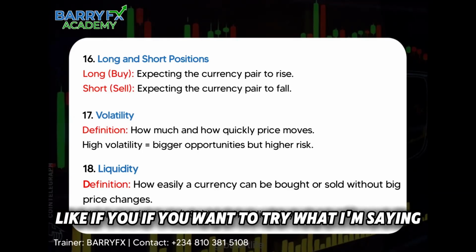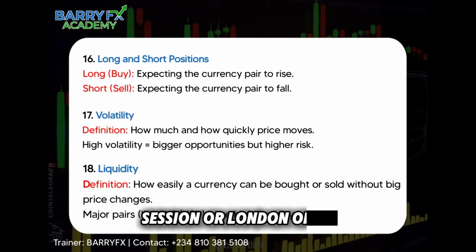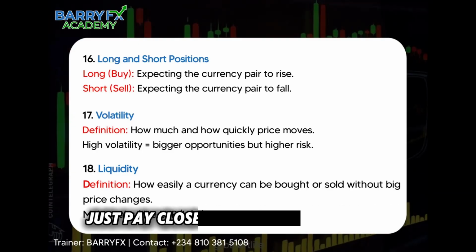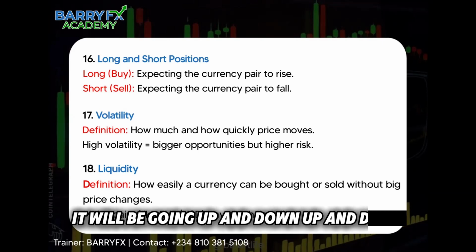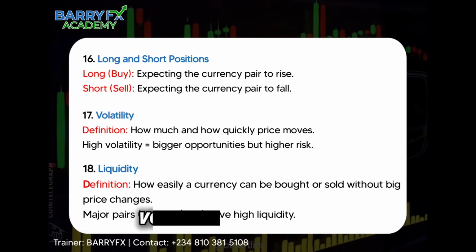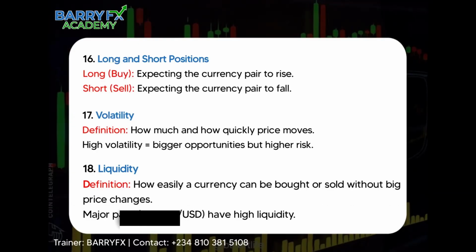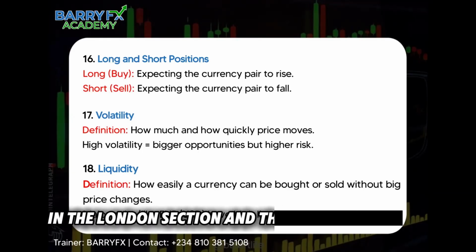If you're doubting what I'm saying, during the London or New York session, you can go and check your chart. Pay close attention and see what the chart will be doing. It will be going up and down, up and down, because there is high volatility in the market. There are a lot of people buying and selling currency pairs, so there's always high volatility in the London and New York sessions.